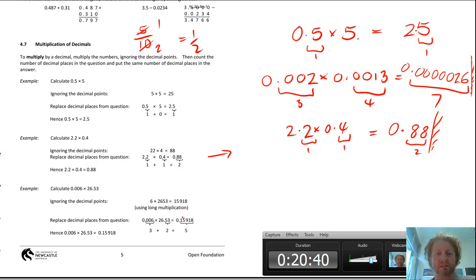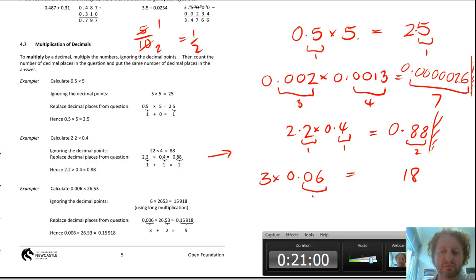There's no exceptions to those rules. They always work. I did have a question about what if one of them is a whole number. Well, we did one, but I'll just do another one. What if it's 3 times 0.06? Okay, fine. 3 sixes are 18. There's part of my answer. Total number of decimal places is, well, there's only 2. So my answer should have 2, and it's going to be those 2.